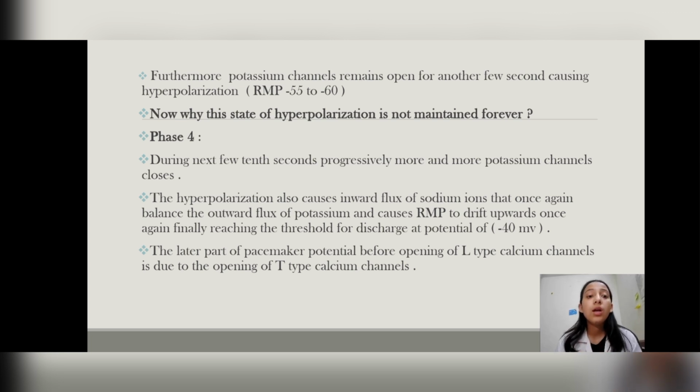During the next few 10 seconds progressively more and more potassium channels close. The potassium channels are closing here. Therefore, the hyperpolarization also causes inward flux of sodium ion that once again balances the outward flux of potassium and causes the resting membrane potential to drift upward once again.